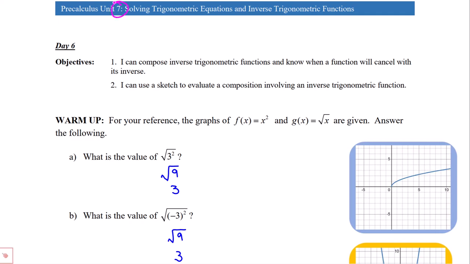Okay, Unit 7, Day 6. We're going to talk about why canceling is so dangerous and how to compose inverse functions with trig functions. Now, you would think that squaring and square rooting undo each other. Well, you're right and you're wrong.